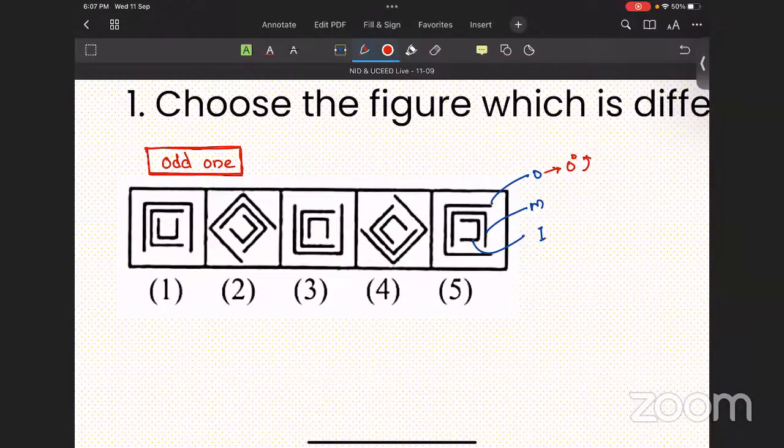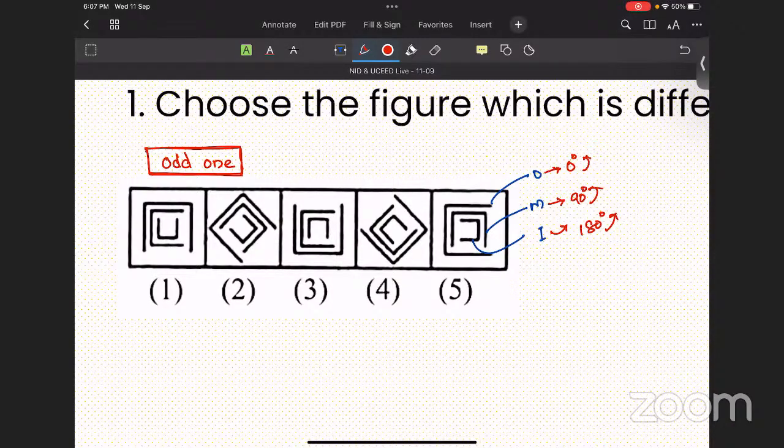Definitely 0 degree clockwise or 0 degree anti-clockwise. Okay, that's not a matter. For the middle, I'm just having a 90 degree anti-clockwise rotation. And for the inner, I should have a 180 degree anti-clockwise rotation. Okay, this is the one logic of solving this question.